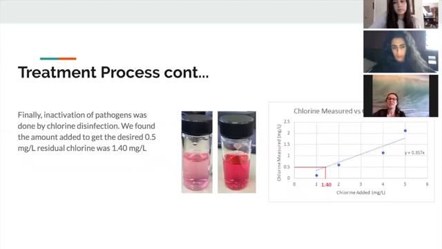Those can be seen in the 2 pictures of the pink samples. We then put them in a chlorine meter to measure the residual chlorine. We wanted a residual of 0.5 milligrams per liter to prevent regrowth of bacteria in conduction pipes later on. We plotted the residual chlorine against the chlorine that we added on a graph to determine that the chlorine demand needed to get our desired residual was 1.4 milligrams per liter. This can be seen on the graph to the right.